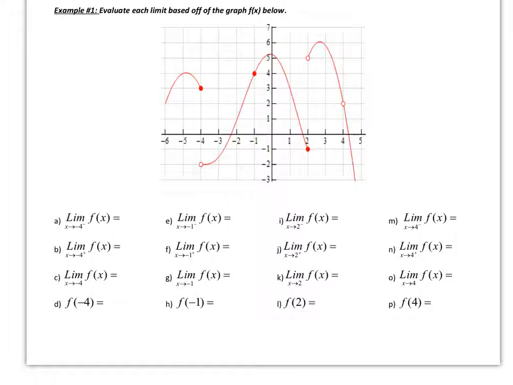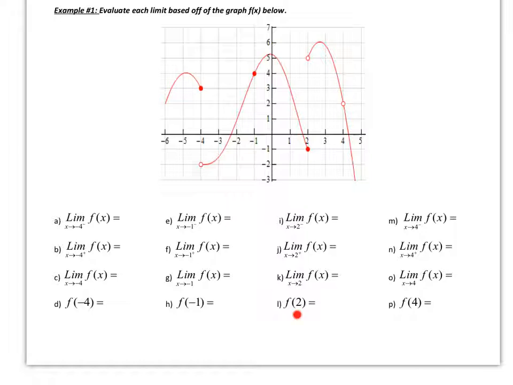Now as x approaches 2 from the right, the y value, or the limit, is 5. So if I ask you to find the limit as x approaches 2, we have to look at the left limit and the right limit. Since they are not equal, we say the limit does not exist.